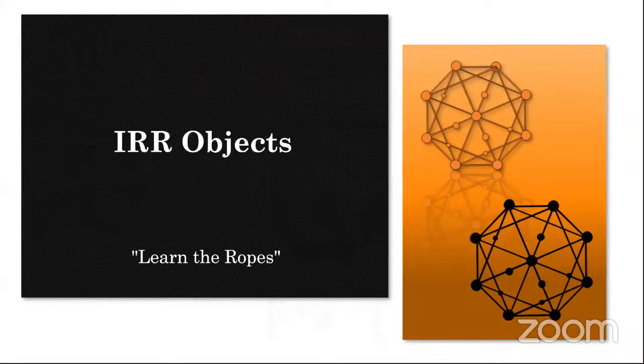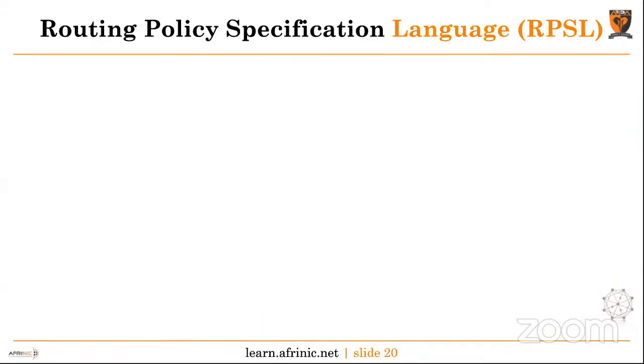So the next item on the agenda is to look at the different IRR objects, like I said earlier on. And like I said, we'll be looking at just a selected few so that we don't spend too much time on this webinar. So I mentioned Routing Policy Specification Language earlier on. It's an extension, built off RIPE 181, which was getting a bit clunky to use.